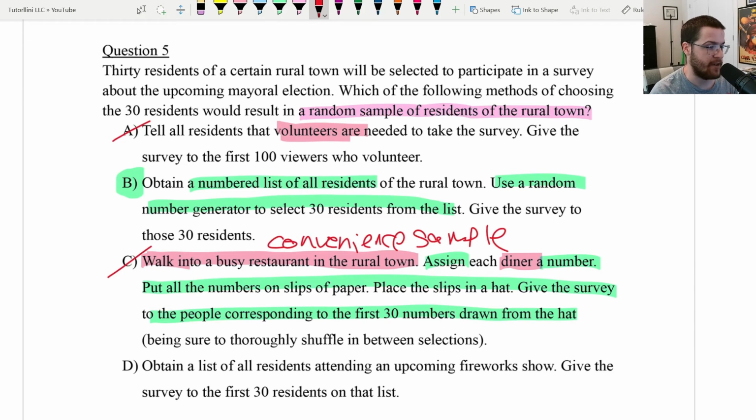That's not good. It doesn't matter that it's unrelated. It seems unrelated to the election. It's not a random sample. Okay, D. D is also a convenience sample.